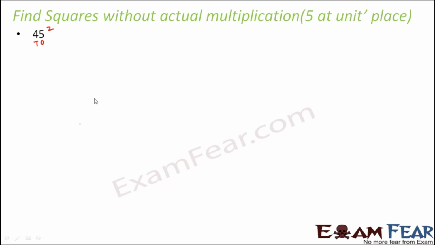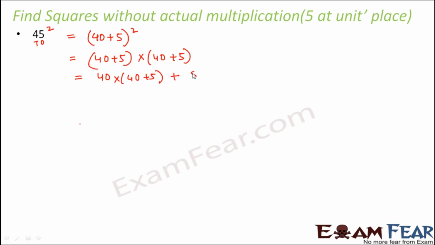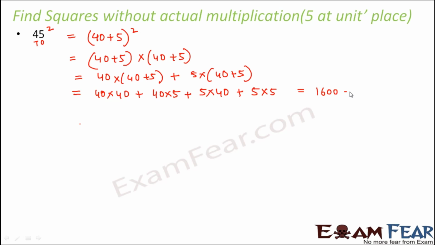Now that you have 45, how can you write 45? You can write it as (40 plus 5) square. This can be written as 40 plus 5 multiplied to itself. Again with the same logic, this can be written as 40 multiplied to (40 plus 5) plus 5 multiplied to (40 plus 5). So this becomes 40 into 40 plus 40 into 5 plus 5 into 40 plus 5 into 5. So 40 into 40 is 1600 plus 200 plus 200 plus 25. This comes out to be 2025. So this is the square of 45.